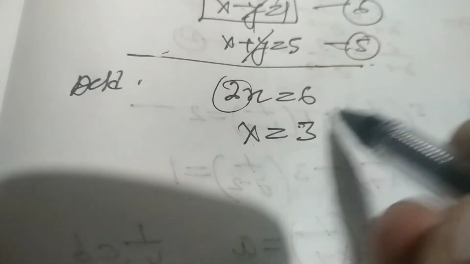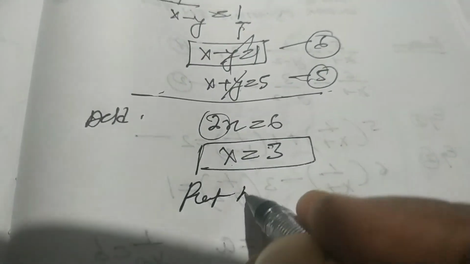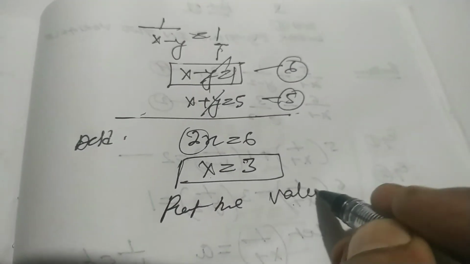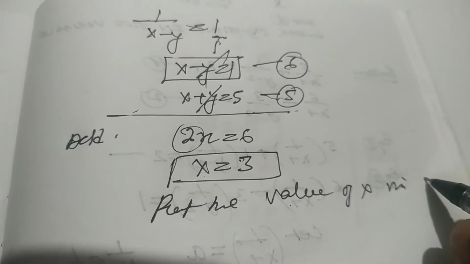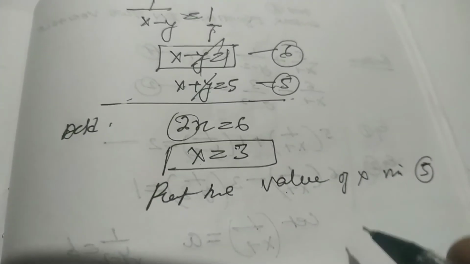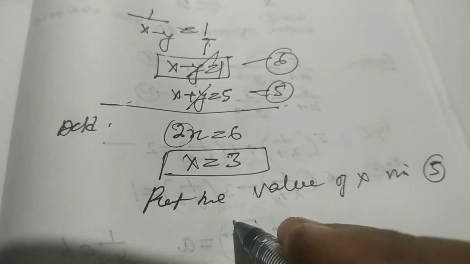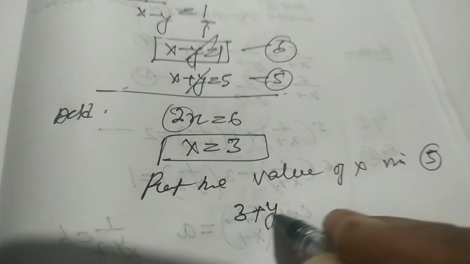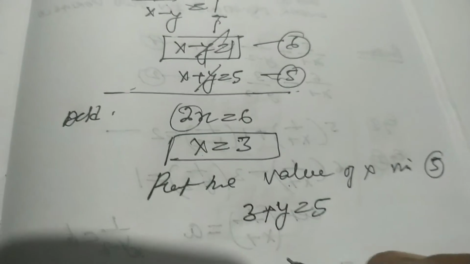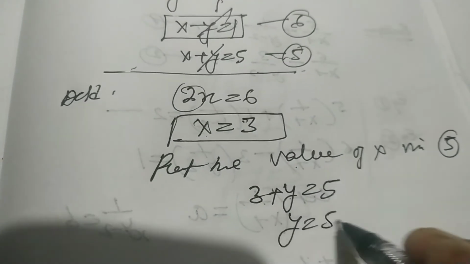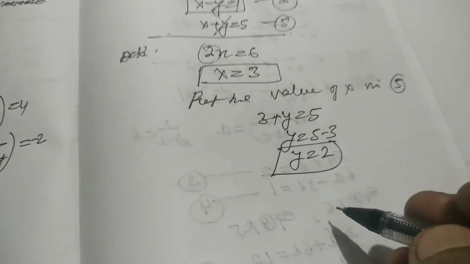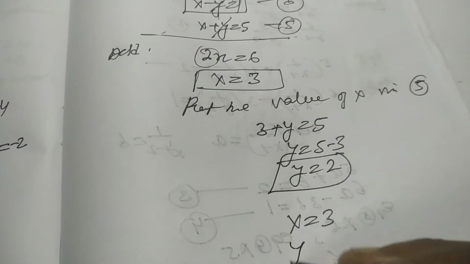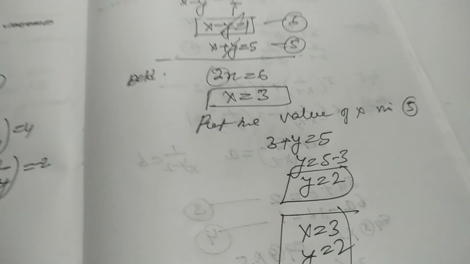If we transpose this to the right hand side and put the value of x in any equation, I am putting it in equation 5. This is 3 plus y is equal to 5. Then y is equal to 5 minus 3, which is equal to 2. Now we have the solution: x is equal to 3 and y is equal to 2.